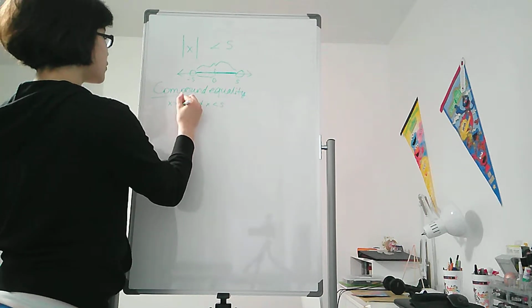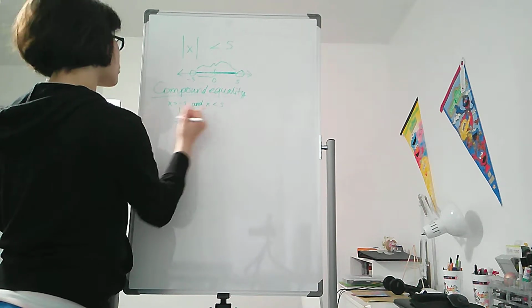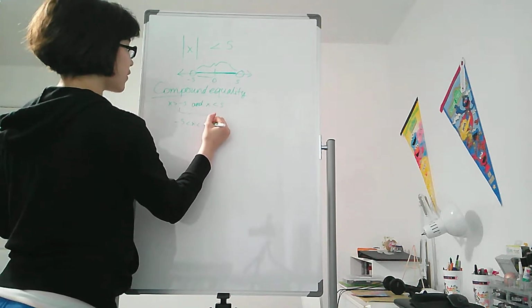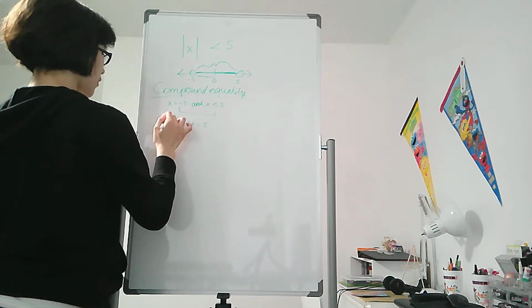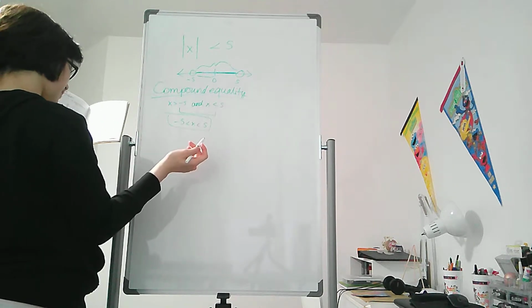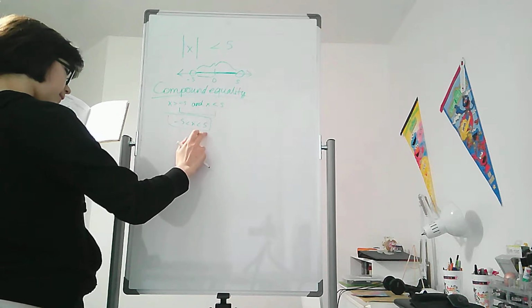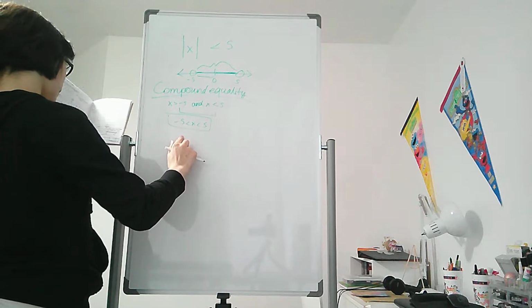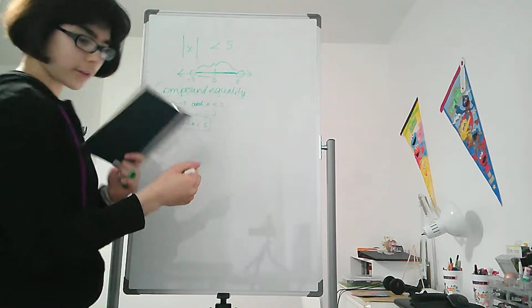So you can rewrite this as x is greater than -5 but less than 5, or -5 is less than x is less than 5. That's how you can write the solution here. So we're going to have a solution that is less than 5 but more than -5. Alright, now let's check out another example.